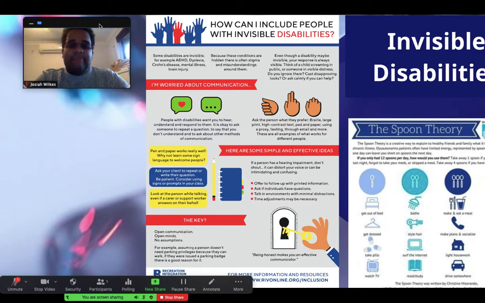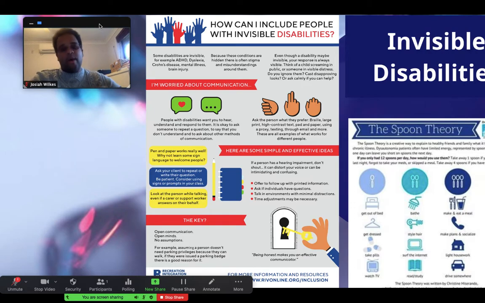Even though disability may be invisible, your response is always visible. Think of a child screaming in public or someone in visible distress. Do you ignore them, cast disapproving looks, or just calmly help if you can? People with disabilities want you to hear, understand, and respond to them. It is okay to ask someone to repeat a question, to say that you don't understand, and to ask them about other methods of communication. Ask the person what they prefer.